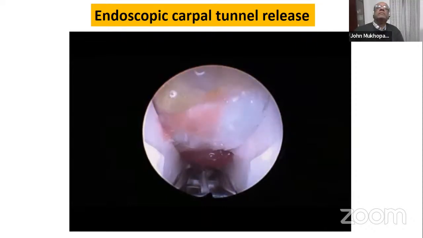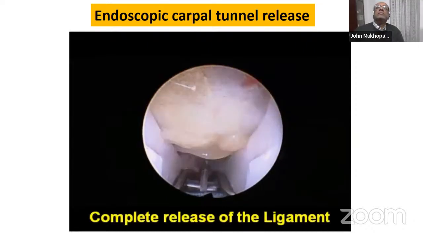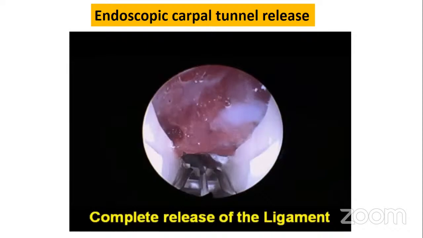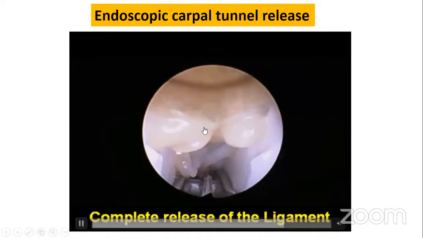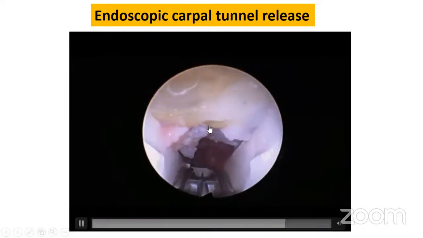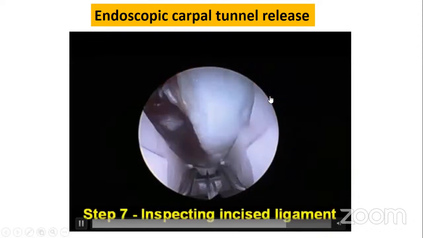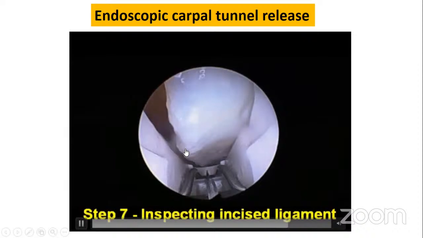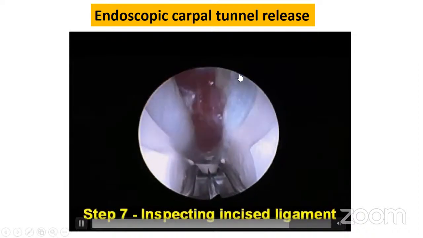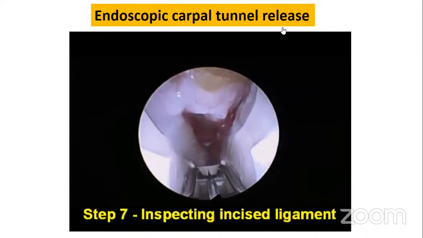So we should not actually explore the tunnel. That is the first dictum in this. You just look at the ligament, cut the ligament, see this fat prolapse sign, and then come out of it. This is what needs to be done. So that's the edge. Just inspect the ligament and come out of it. That's all to be done. Great.